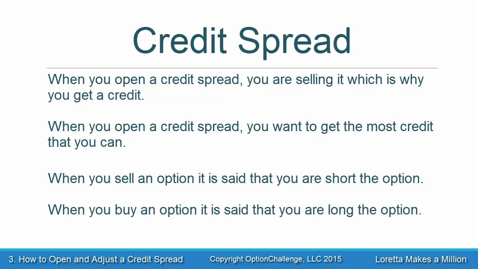Let's begin. When you open a credit spread, you are selling it, which is why you get a credit. So, when you open a credit spread, you want to get the most credit that you can. In review, when you sell an option, it is said that you are short the option. And when you buy an option, it is said that you are long the option.